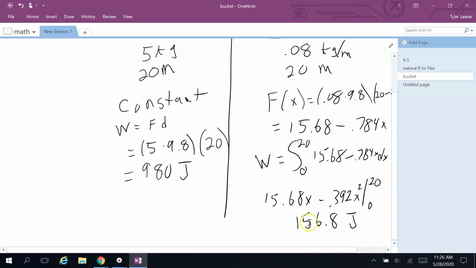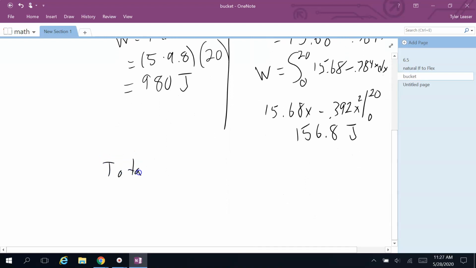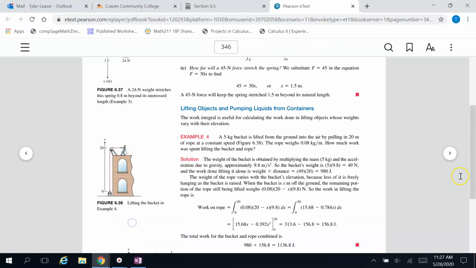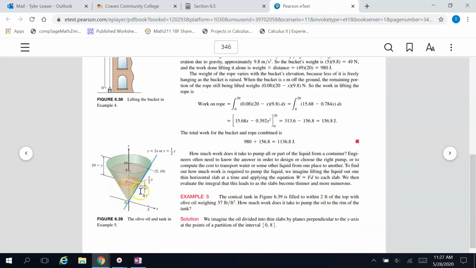So this is the amount of work to pull up that 20 meters of rope, which means that the total work would just be adding these two things together. Taking the work it takes to lift the bucket, 980, plus the work it takes to lift the amount of rope that we have, we get the total work here, 1,136.8 joules. Just to double check, make sure we got the right answer here in the book. Yeah, 1,136.8 joules. Yay!